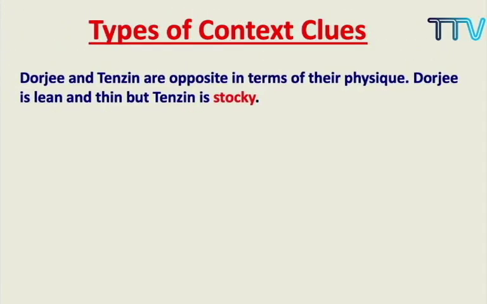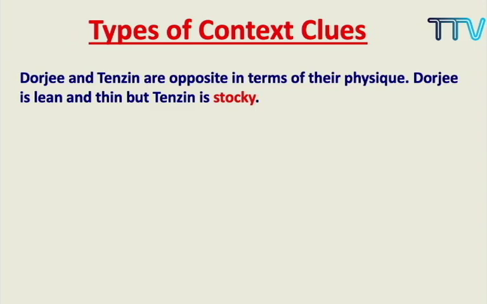So, Doji and Tenzin are opposite in terms of their physique. Doji is lean and thin, but Tenzin is stocky. So, what do you mean by stocky? If you are not familiar with the word stocky, you will get some idea. Doji and Tenzin are opposite. In terms of physical appearance, they are totally different.